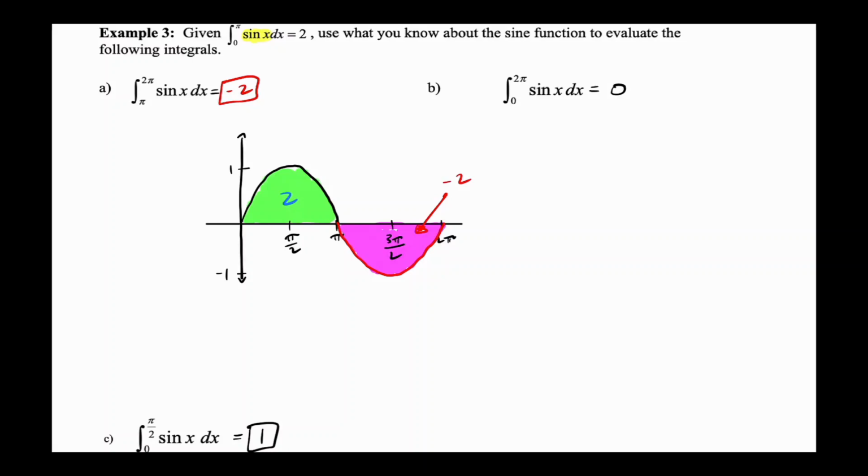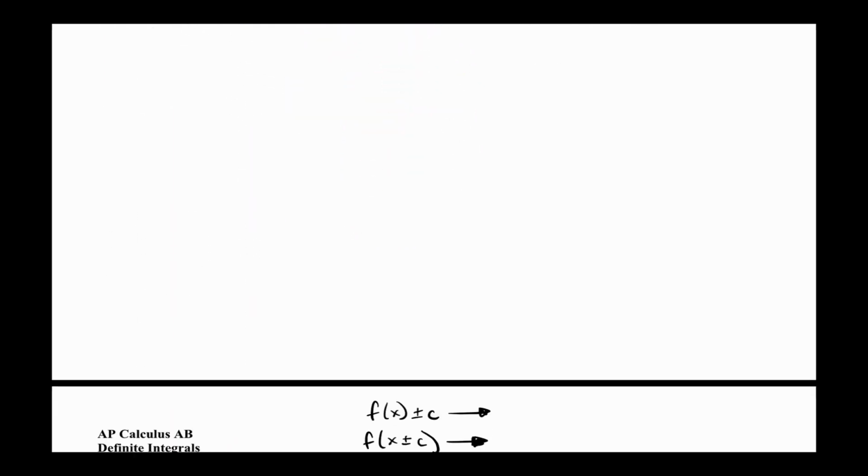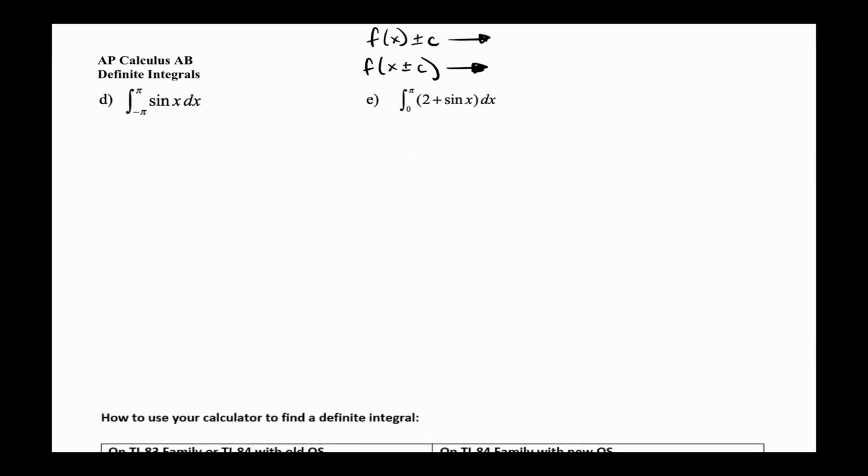So for number 3, we used the graph. They said sine from 0 to pi is equal to 2. And then we use that to answer A, B, and C, right? So we're going to use the same graph for D and E. A couple things change. The bounds change, and then they add some stuff in there.